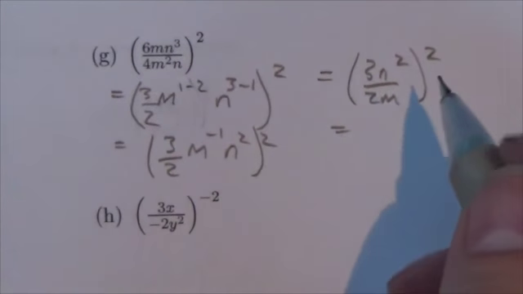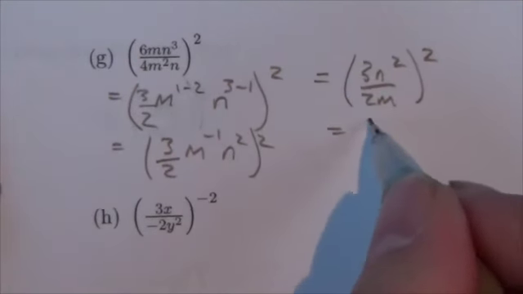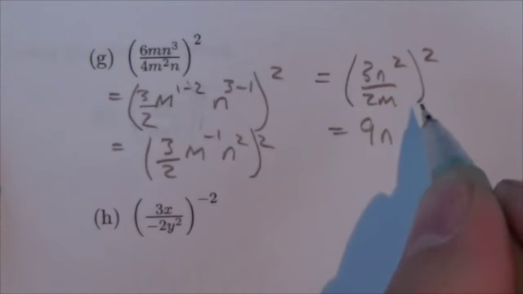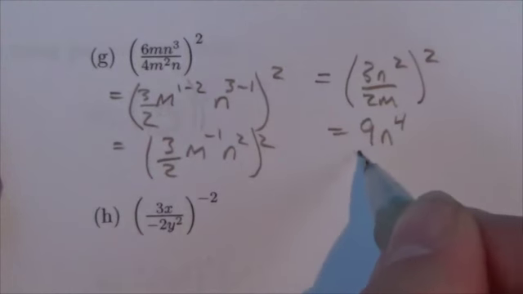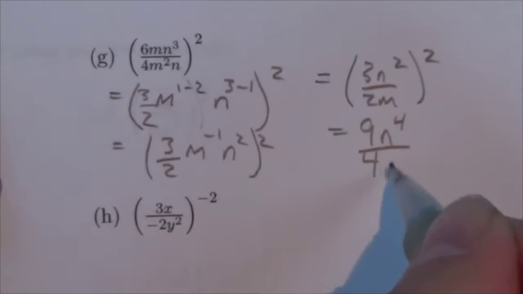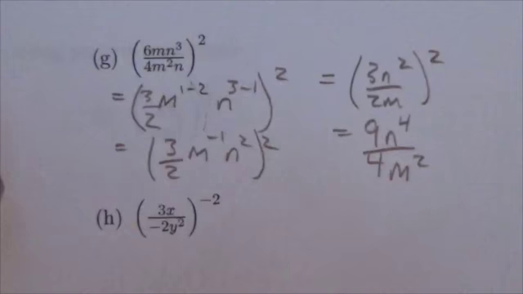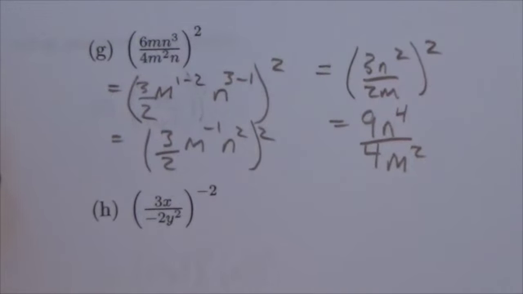Now I can square everything inside there. So 3 squared is 9. N squared, remember if you got a power of a power, you just multiply exponents, so it's going to be n to the 4. 2 squared is 4. And then m squared is just m squared. Okay, good.